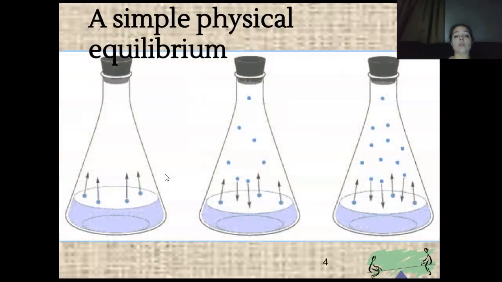Okay, so a simple physical equilibrium. So looking here, we've got three different containers, closed systems, and we have some type of liquid at the bottom. What we notice is right here, only evaporation is going on. Okay, well then right here we have mostly evaporation, a little bit of condensation going back on. And in this one, we have equal amounts, evaporation and condensation happening at the same time.